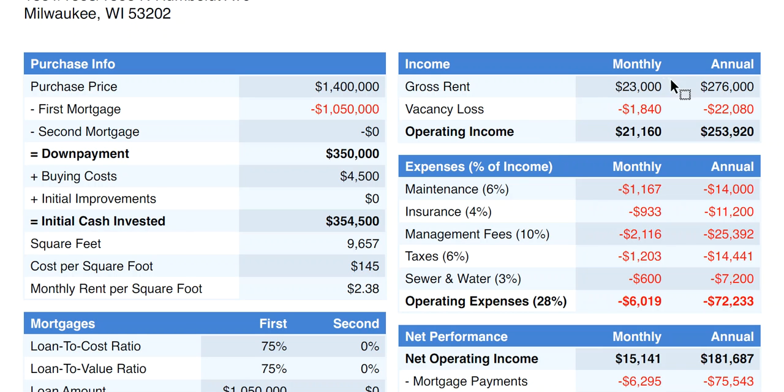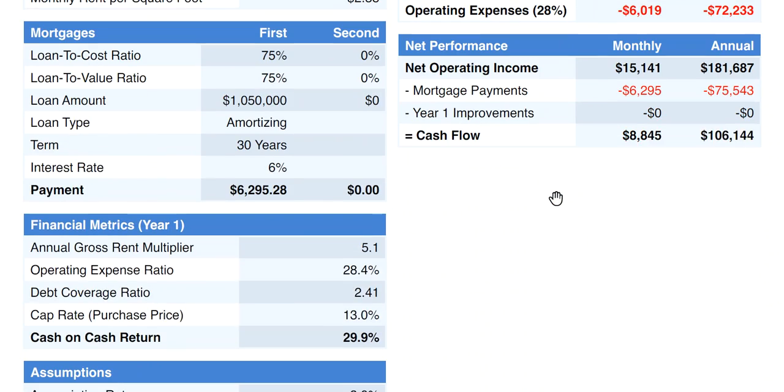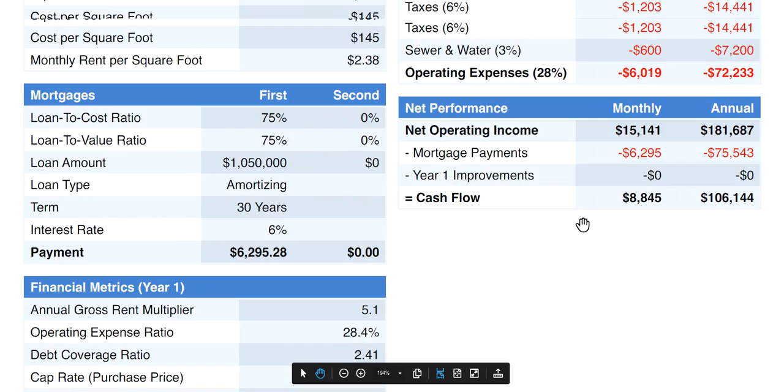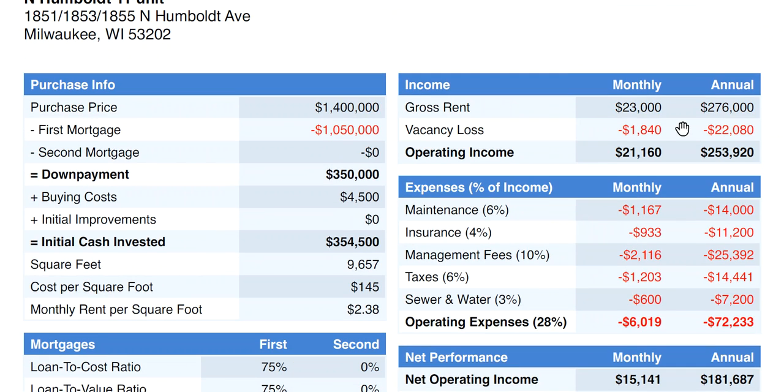This gross rent of $23,000 is based on what we actually received for rent in July. So that included the Airbnb, the short terms, and the long-term leases. The vacancy loss is 8% of that number, and that's one of the financial assumptions down at this side. So the vacancy rate of 8% translates into this number here. So this is our gross, or our operating income after vacancy loss.